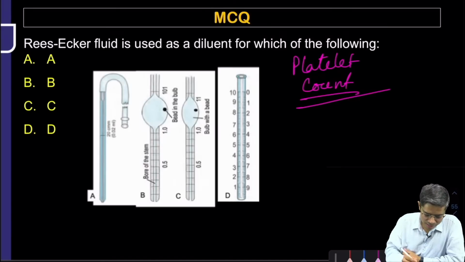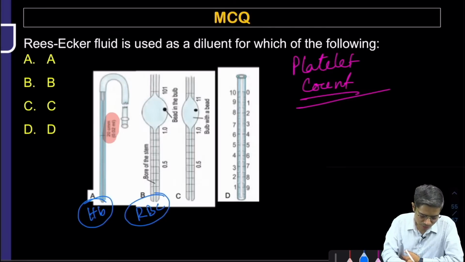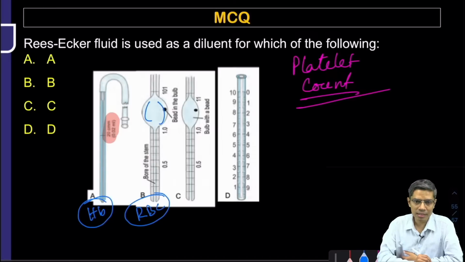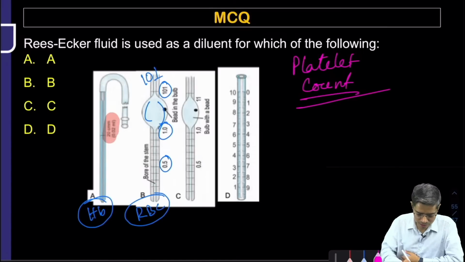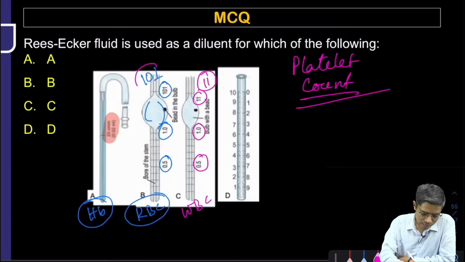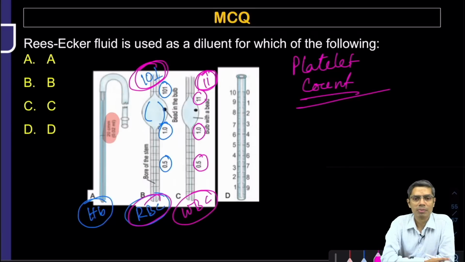So, first one, the diagram which is given here is the hemoglobin pipette. So, this is my hemoglobin pipette, for estimation of hemoglobin by Sahli's method. This is the RBC pipette. If you look at this bulb, the bulb size is larger, and the marking here is 101. So, 101 marking, and here the marking is the same. The third one is the WBC pipette. Here this marking is 0.5, same, this is 1, and here the marking is 11. So, in the RBC pipette the maximum marking is 101, and here it is 11. By this we will identify which one is the RBC and which one is the WBC pipette.